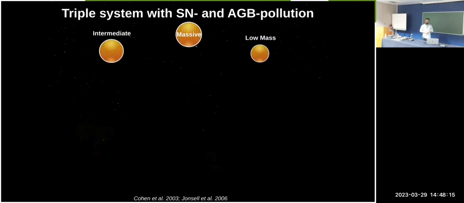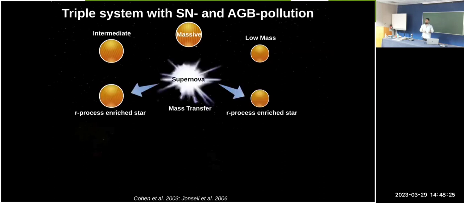This is the first one. Let us consider a triple star system. One star is massive, one is intermediate, and one is a low mass star. So the massive star will evolve the fastest. It will undergo a supernova explosion. In the supernova, it may produce r-process elements, and it may transfer the r-process elements to the companions. Now the companions become r-process enriched.